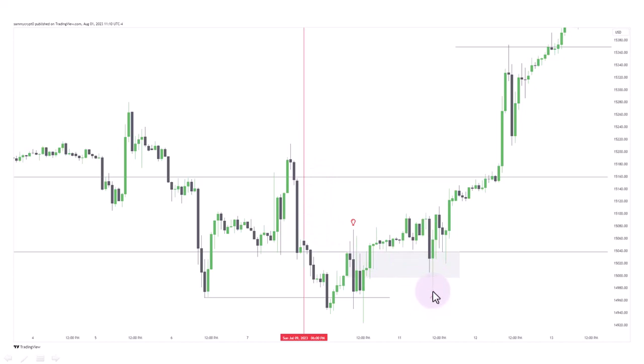Sorry, that color is red. I'm supposed to make it blue, but that's where you're buying from. That's where your trade should be. Entries at the bottom of the breaker, you can see there.